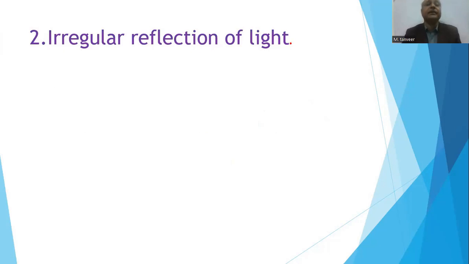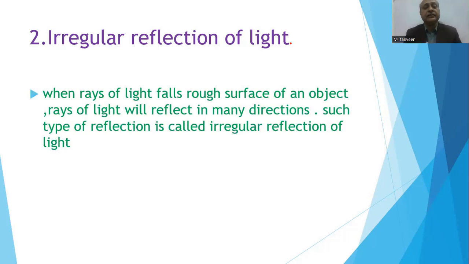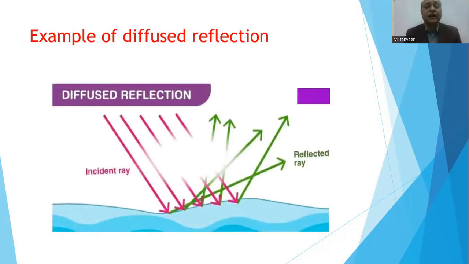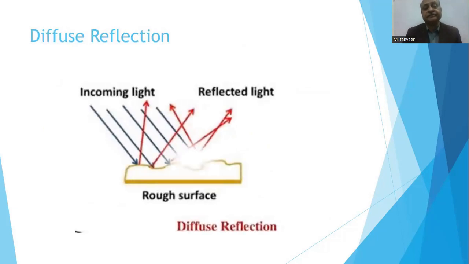The second type is irregular reflection of light. When rays of light fall on a rough surface, these rays of light will be scattered in different directions. This is called irregular reflection of light, or it is also called diffused reflection. These are the incident rays. When they fall on a rough surface, all rays of light will be reflected back in different directions. This is diffuse or irregular reflection. There is no regular pattern in this reflection.